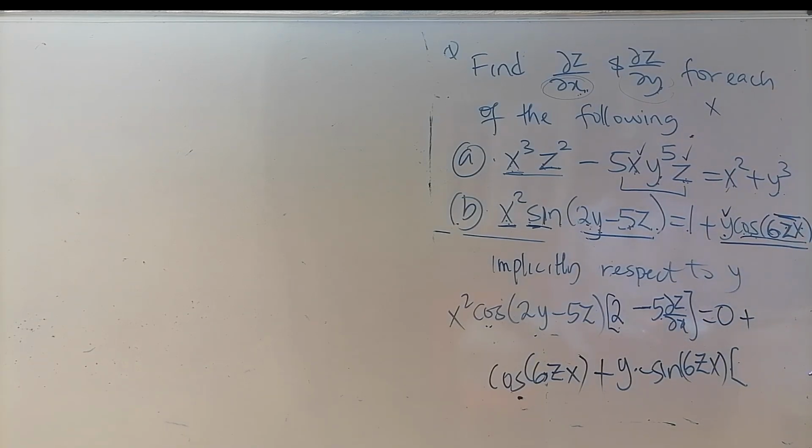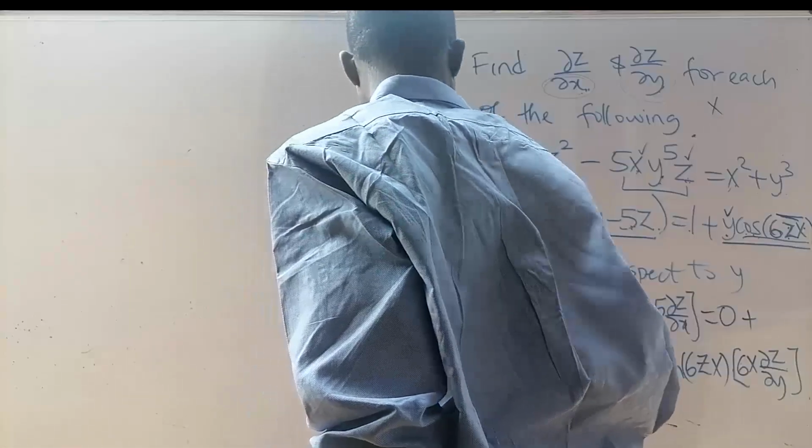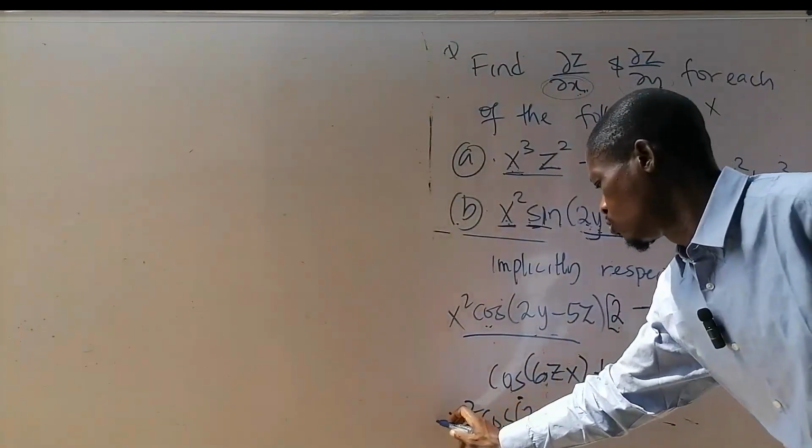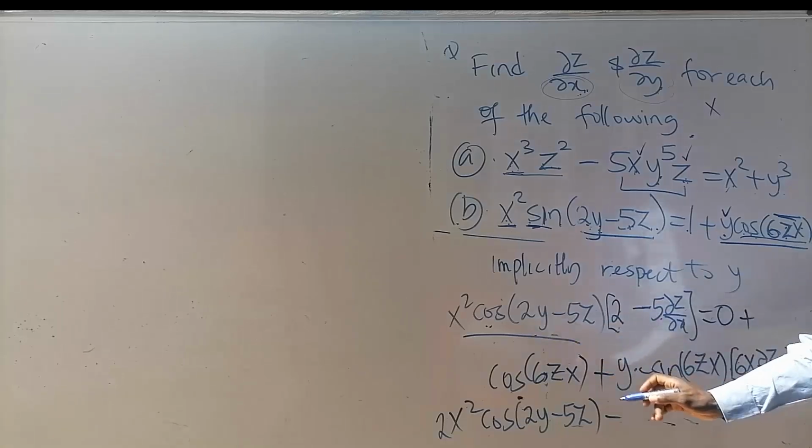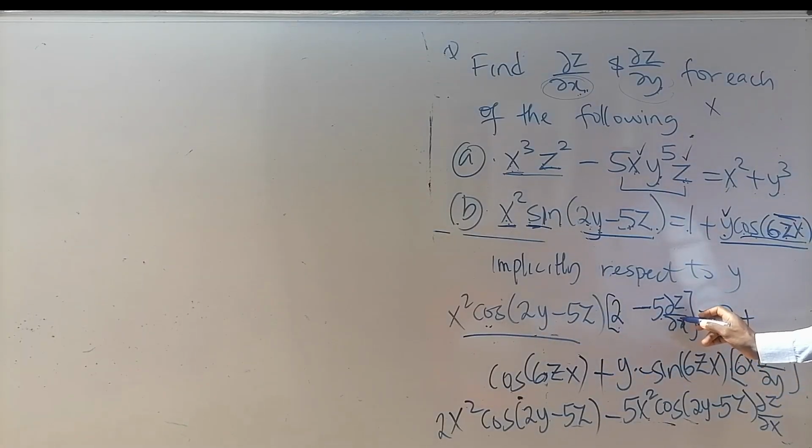In that case now, we have these two as constants. 6x is a constant, so we're only differentiating the z with respect to y, and that will be del z del y. Now open the brackets, then we have this times this, so that will be 2, then minus this one times this. This one is del z del y, then equal to.